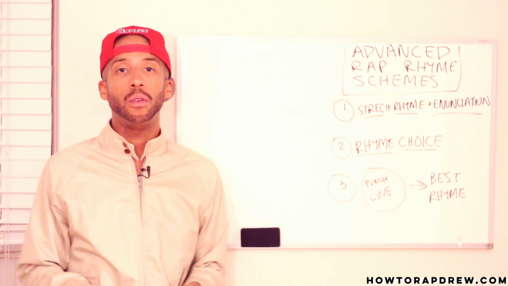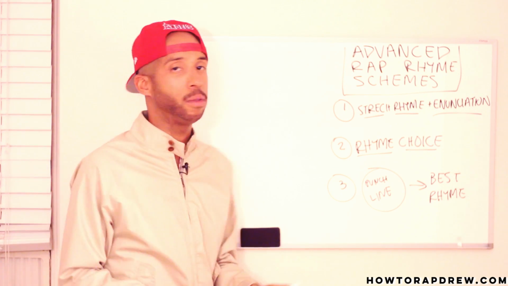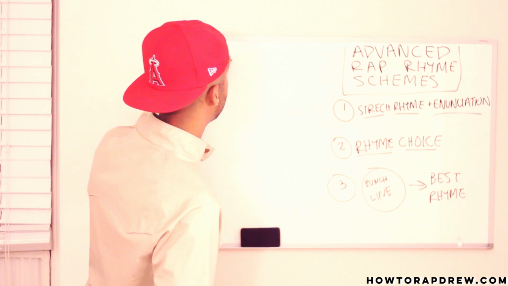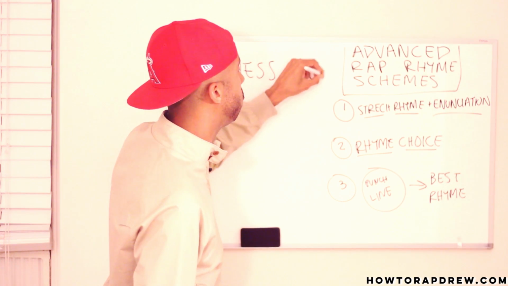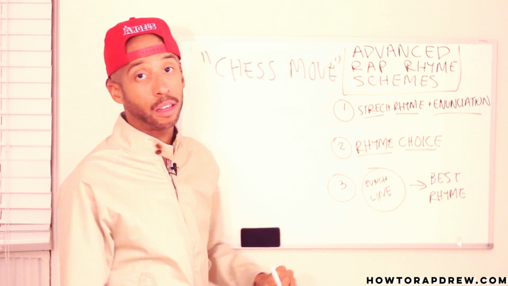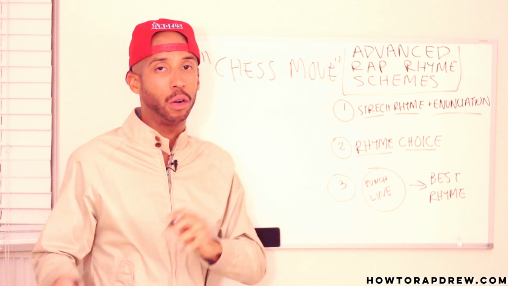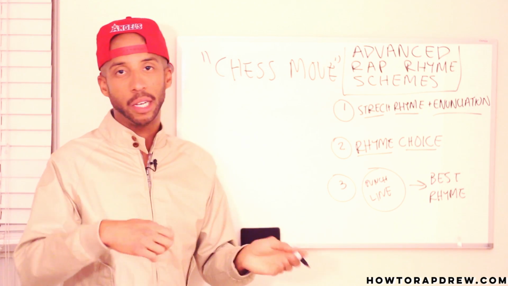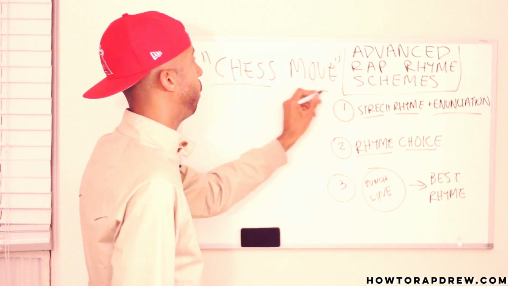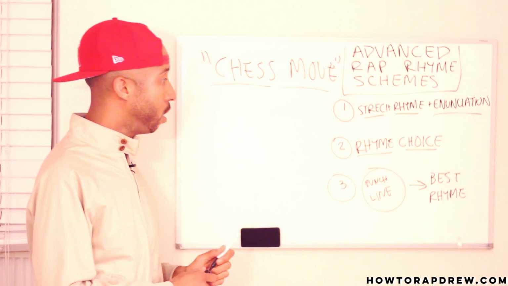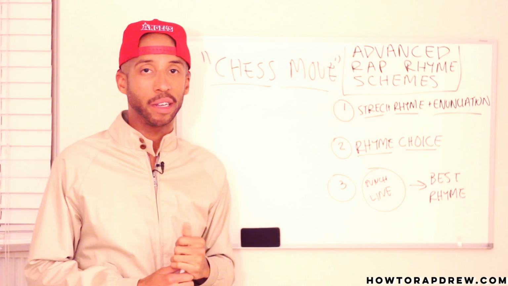So let's say that we choose a rhyme like chess move, okay? So chess move. And by the way, just for the purposes of this video, we're gonna be using multi-syllable rhymes. And if you don't know what that is, go on YouTube, check it. We got some videos on it, a lot of information on what it is, but we're gonna be rhyming both words, all right? So what do most rappers do, especially beginning rappers?